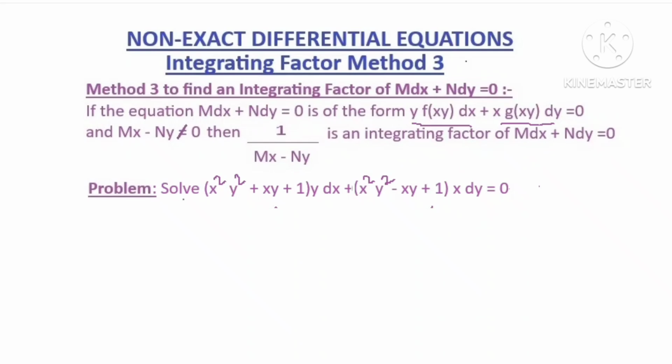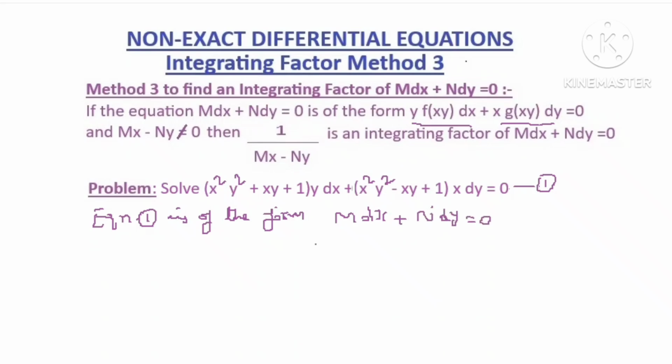So let us solve the problem. (x square y square plus xy plus 1) y dx plus (x square y square minus xy plus 1) x dy is equal to 0. Let us call this equation 1. So equation 1 is of the form M dx plus N dy is equal to 0, isn't it?